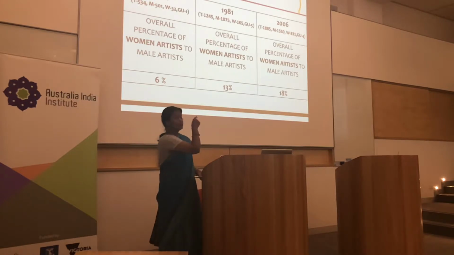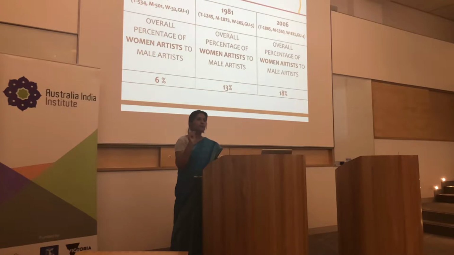And in 1981, 20 years later, they published the second, right? The total number of artists represented in the first one was about 500, of which there were 32 women. Exactly 32, right? That's 6% of women artists to male artists who were represented in this directory, which was considered the directory of modern Indian artists at that time. In 1981, the numbers increased: 1,245 male, 1,075 women, 165. Not a huge difference, but yes, a marginal 13%.